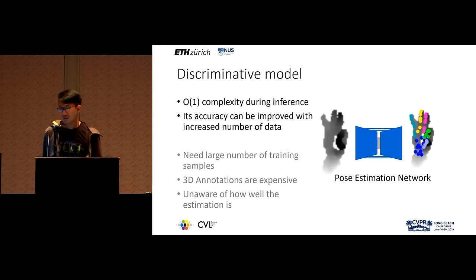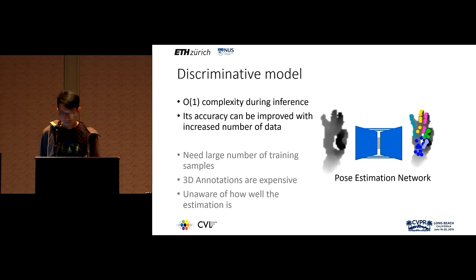Hand pose estimation methods generally fall into two groups, the discriminative versus the generative. Discriminative methods directly regress the hand pose with constant inference time, and their accuracy can be improved with an increased amount of data. However, they need a large number of training samples, getting the 3D annotations is quite expensive, and they are really unaware of how good the estimation is.